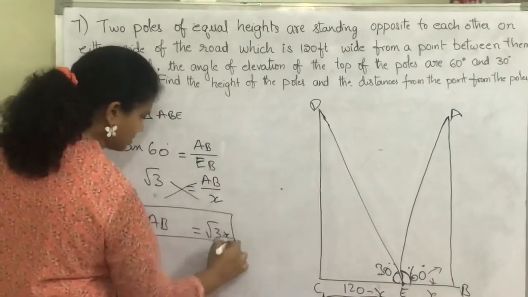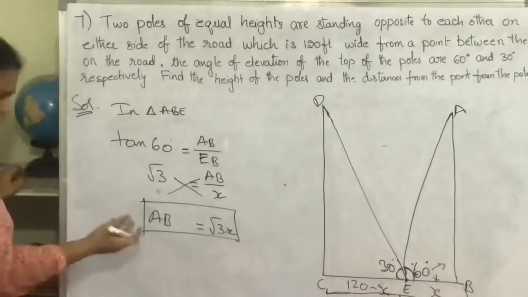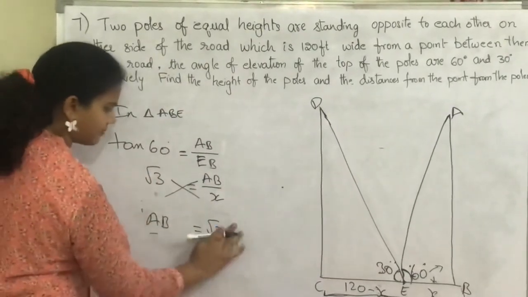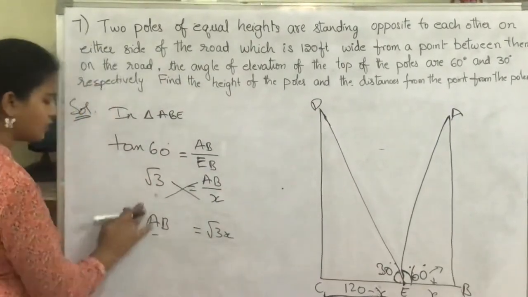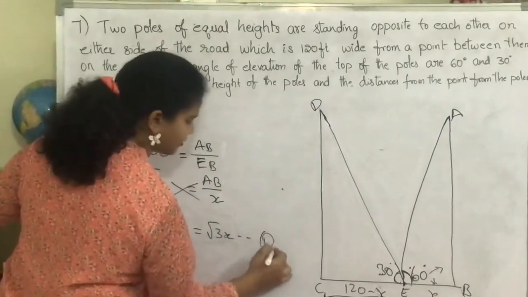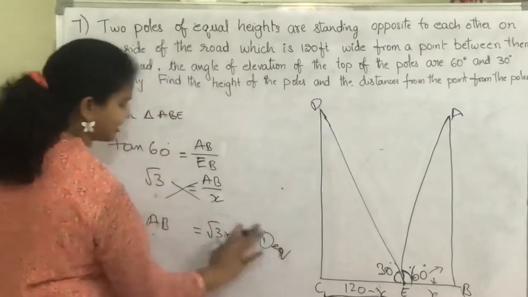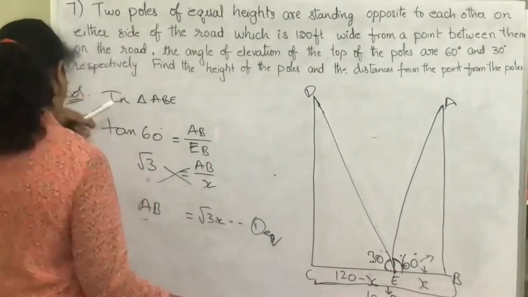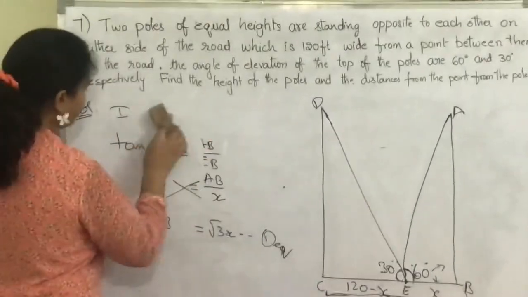Okay, so we got the value where AB equals root 3x. Here we have x as a variable, we don't have any fixed value, so let this be equation 1. Let's consider this as the first equation.